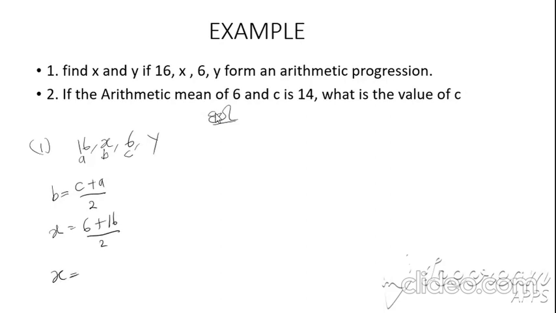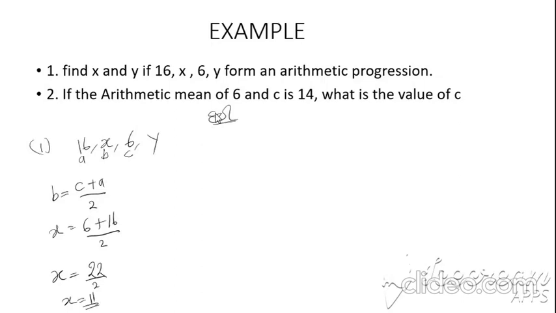And then this time around you need to add, what is 6 plus 16? That is 22 over 2. And then your final answer for x, what is 2 into 22? That's 11 like that. Then you are done.